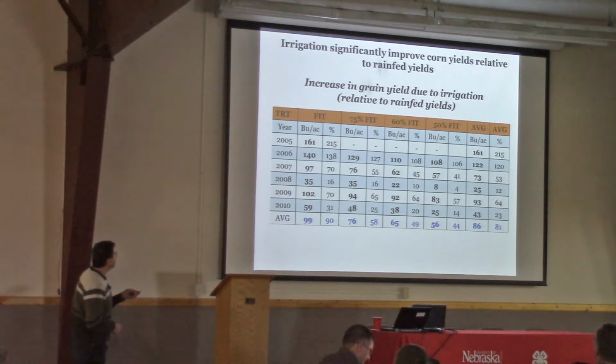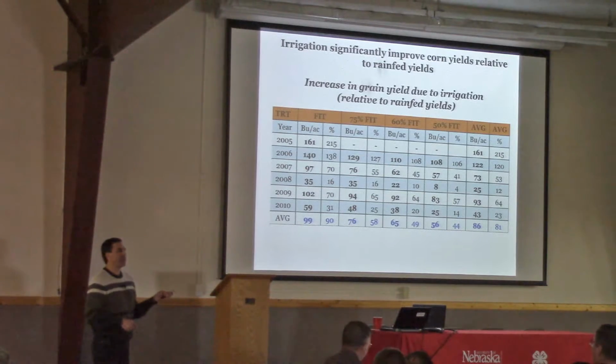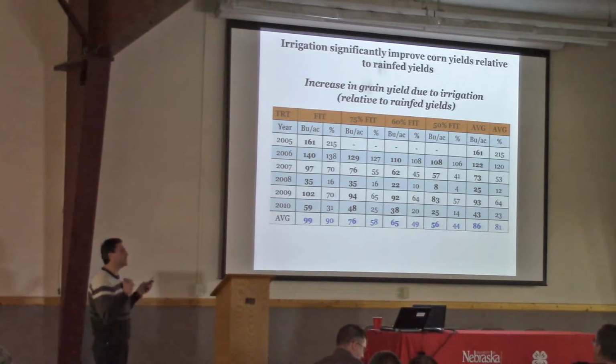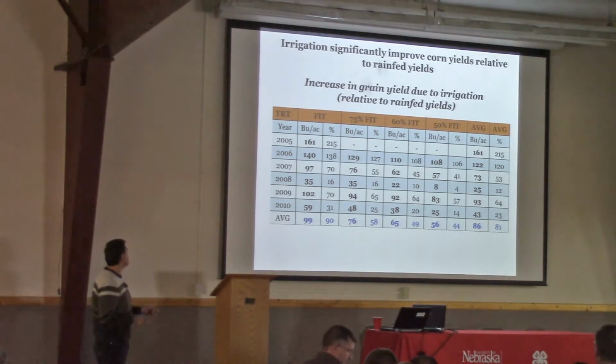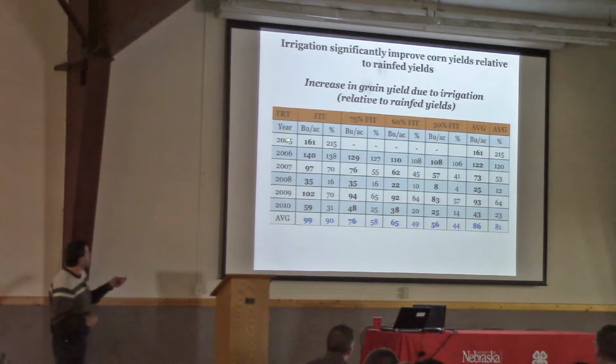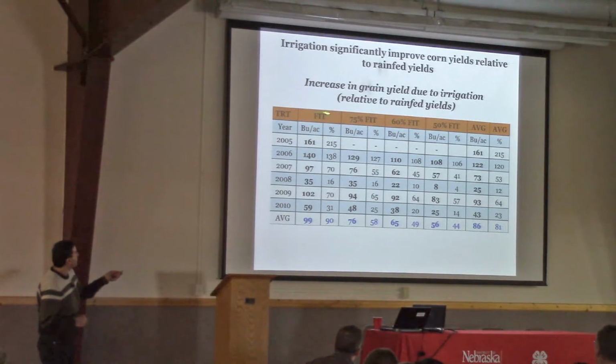This table took me a long time to put together, but if you allow me to explain, I think this is very critical to better understand our crop production: when do I irrigate, how much do I irrigate, and if I do that, what happens to net return, the economic implications. So for each year, this is the treatment: fully irrigated, 75% limited, 60% limited, 50% limited, and this is the long-term average. And these are the years.